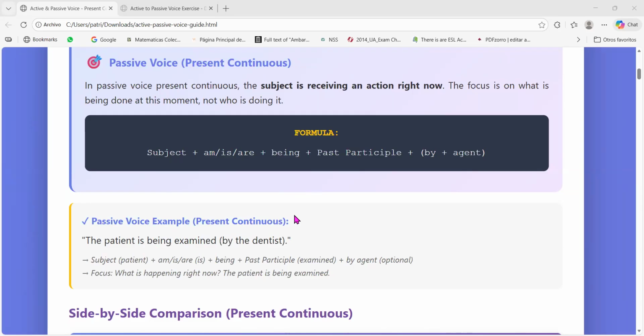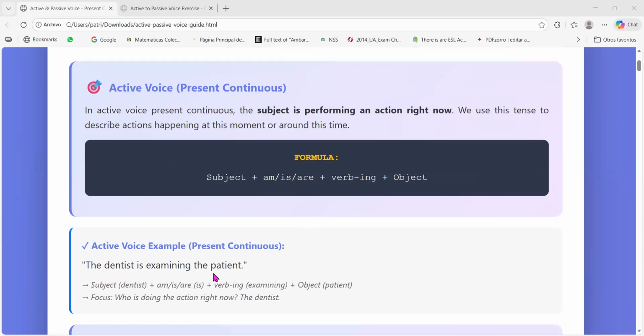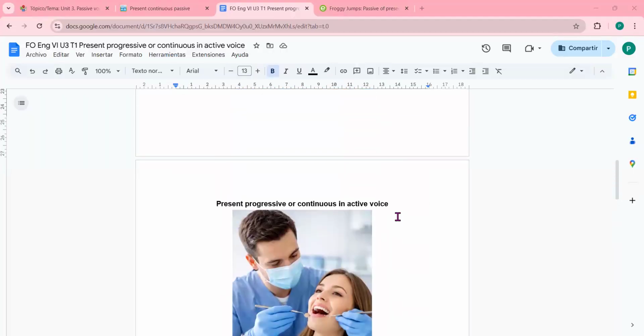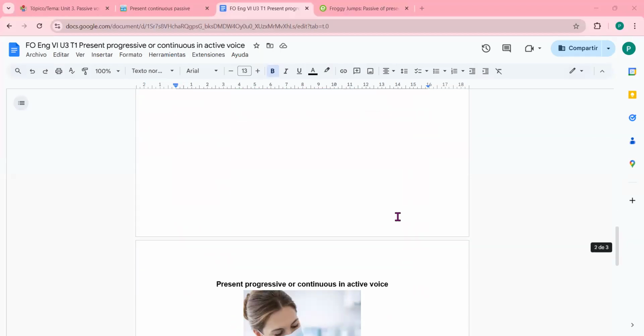Now, let's observe. First of all, this practice activities at the moment. Active voice, usual structure. One, two, three. Yes, there are three.